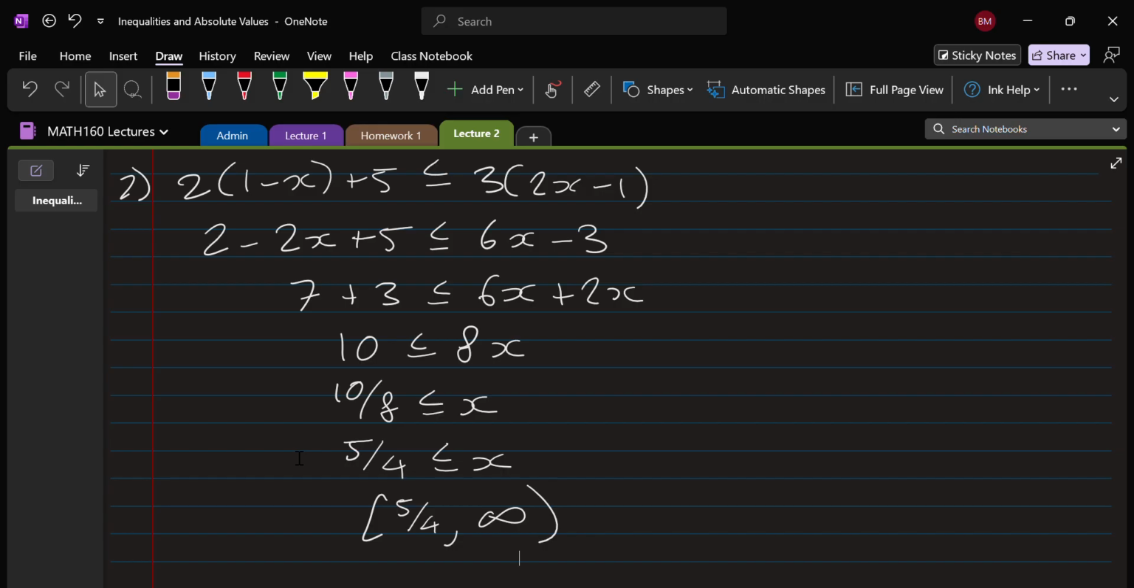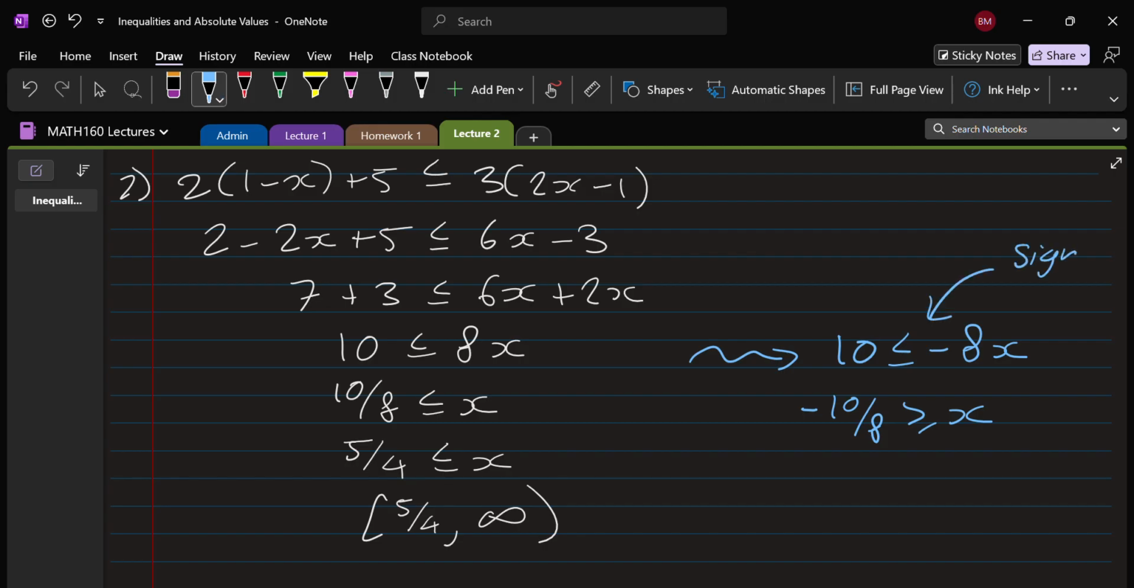If it was negative, there would be a sign change, yeah. So just on the side here, if we had 10 is less than or equal to, let's say, minus 8x, then we would have minus 10 over 8 is greater than or equal to x. It would swap. So this is just a sign change, but that's not important for this problem.